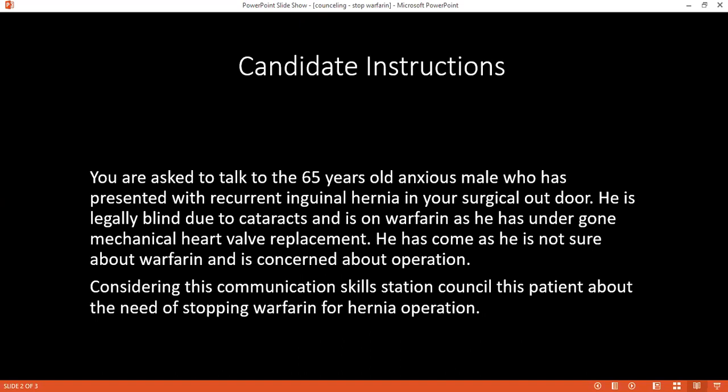Yeah, doctor, I underwent a mechanical heart valve replacement a few years back, and my doctor has given me warfarin tablets, and he told me not to omit them ever. But now that I am having this hernia operation, the doctor told me to stop it. So I'm a little worried if it will affect my heart valve.